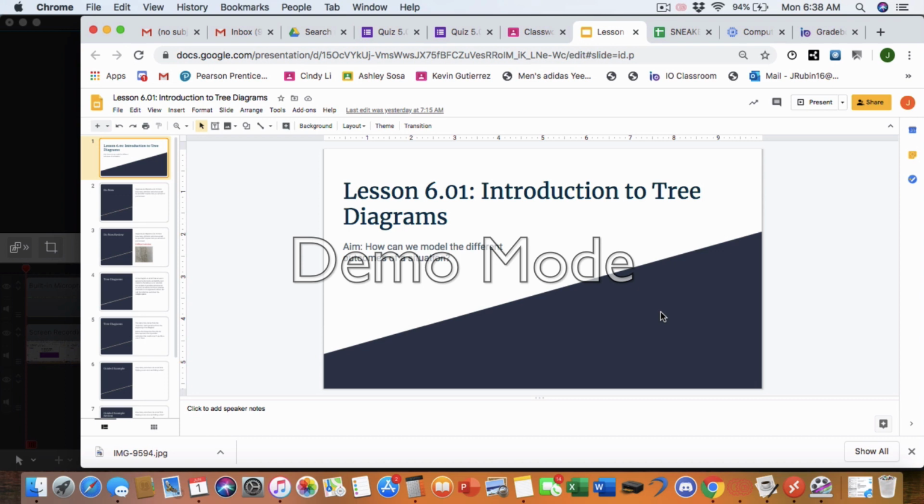Good morning, guys. So, based on your feedback from Friday, it looked like we wanted to go into probability for the last few days. So, what we're going to do is we're going to start off with tree diagrams, which are not only useful for probability, they're also useful for combinatorics, which is basically finding numbers of outcomes and such. So, today's aim is how can we model the different outcomes of a situation.